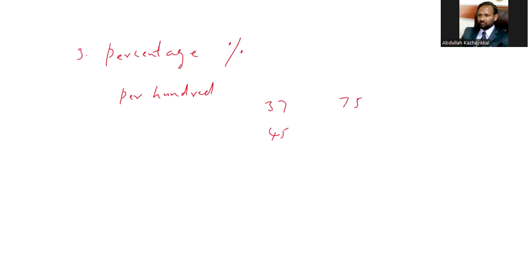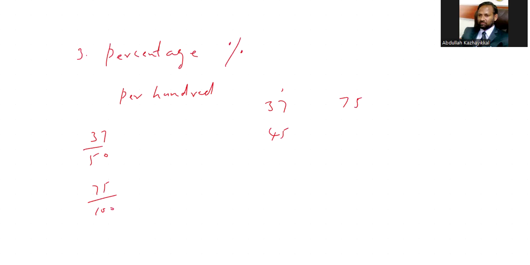Third one. Percentage. This is the notation for percentage, percent. Percentage means per 100. Everything out of 100, that is percentage. Suppose you got 37 mark and another boy got 45 mark and 75 mark. This is out of 50, 37 out of 50, and 75 out of 100, and 45 out of 60.